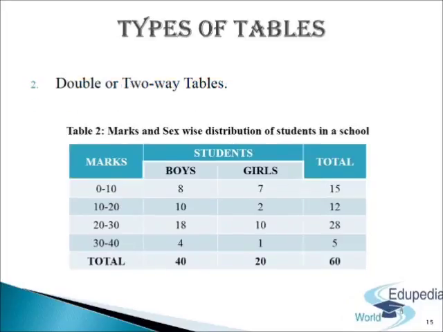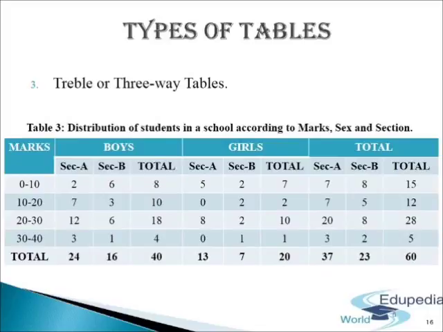Second, double or two-way tables. In such tables, two characteristics are shown and a row or column is divided into two parts. As we can divide students into boys and girls in the particular table which we are seeing, in that we can see that in the first column class intervals are given. In the second column, which is of students, it is subdivided into boys and girls, and in the third column the total is given. So we can say that 8 boys and 7 girls secured marks less than 10, and a total of 15 students secured marks less than 10, and so on.